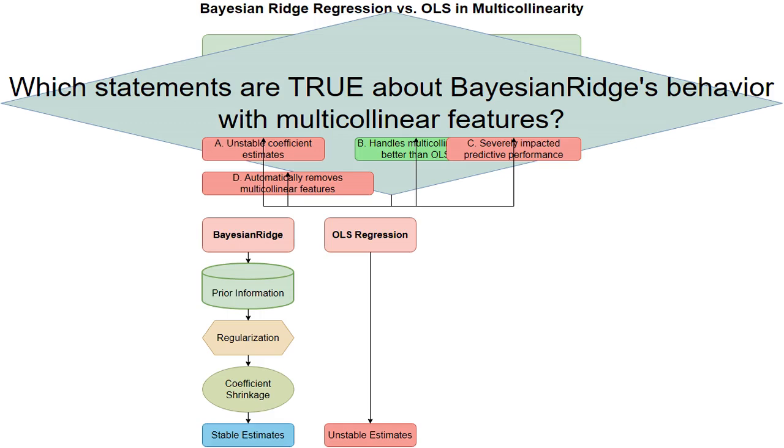This question asks you to assess your understanding of how the BayesianRidge model in Sklearn handles multicollinearity, a situation where some of the input features are highly correlated. I'll be focusing on the effects of multicollinearity on the model's coefficient estimates, the numbers that quantify the relationship between each input feature and the outcome, and its predictive power.